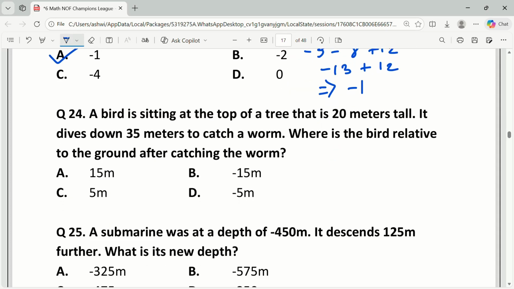A bird is sitting at the top of a tree that is 20 meters tall. It dives down 35 meters to catch a worm. Where is the bird relative to the ground after catching the worm? The initial position of the bird is at the top of the tree, 20 meters above the ground. The bird dives down 35 meters. Change in position is minus 35.